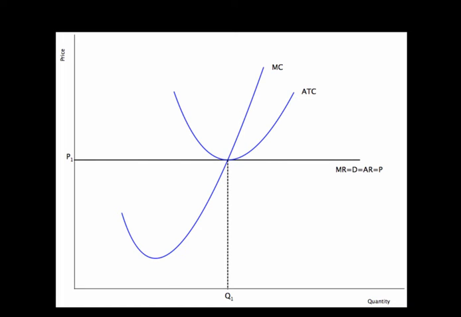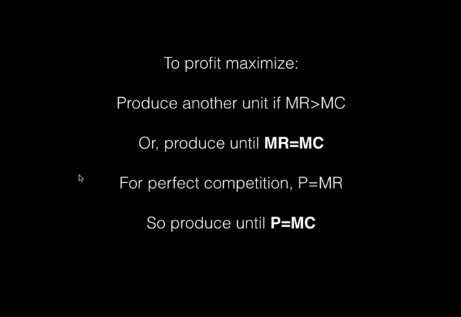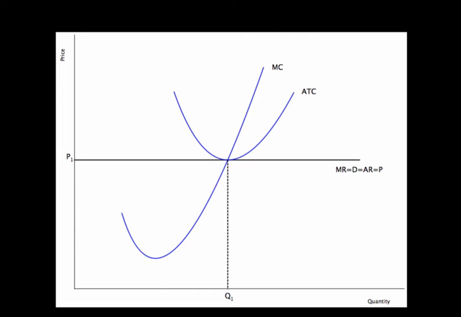Now, I'm trying not to use too much text here, but just to go through a couple of things. Now we want to maximize profits, right? So how does a firm decide what to produce? It's going to be making a marginal decision here. Do I want to produce one more unit?